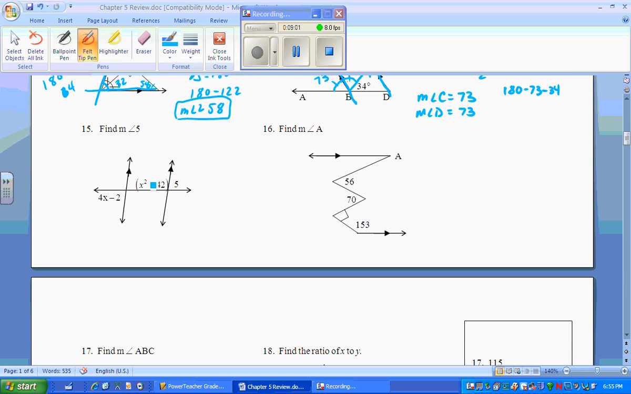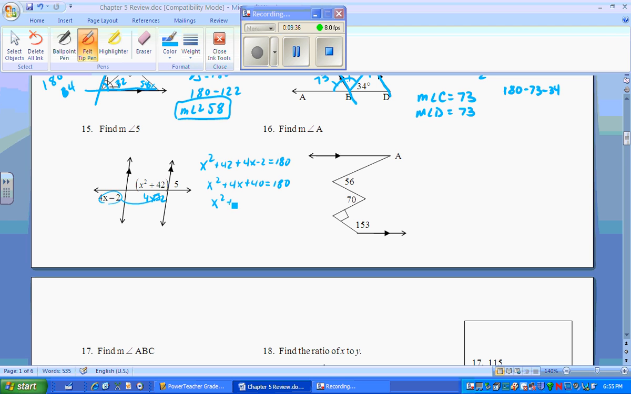15. We want to find the measure of angle 5. These two angles, one's inside, one's outside, they're alternating, so there's no name for them. But what you can do is you can move this angle wherever you want. Let's move it here. So that means this is 4x minus 2, giving me x squared plus 42 plus 4x minus 2 equaling 180. X squared plus 4x plus 40 equals 180.